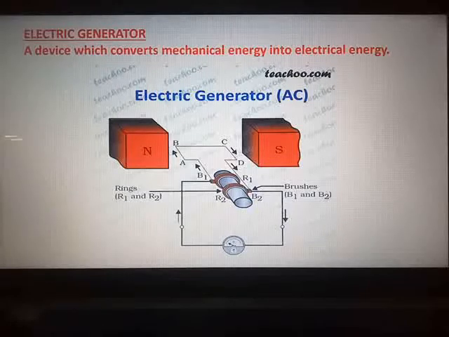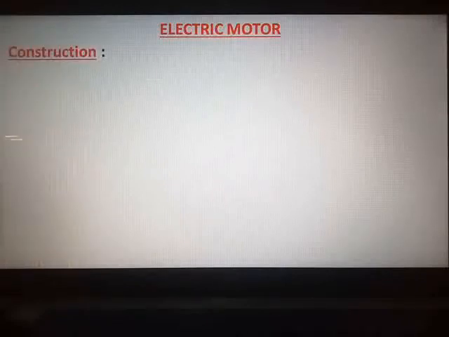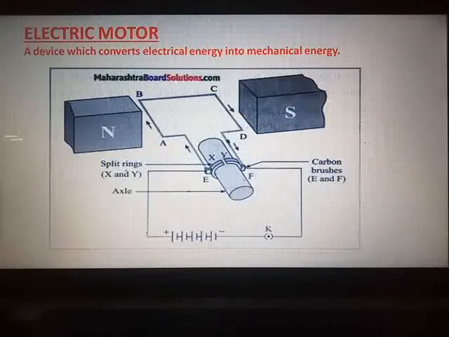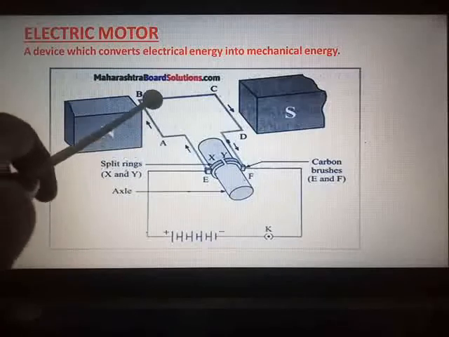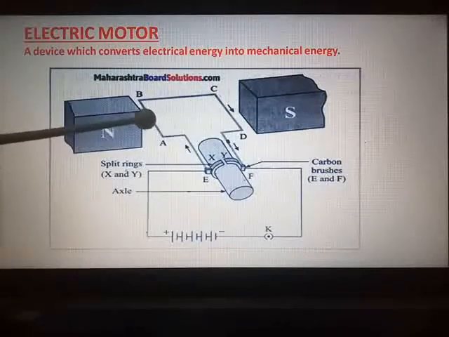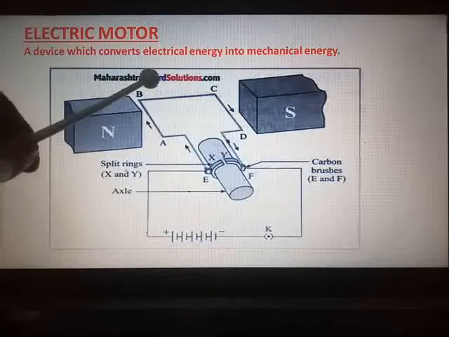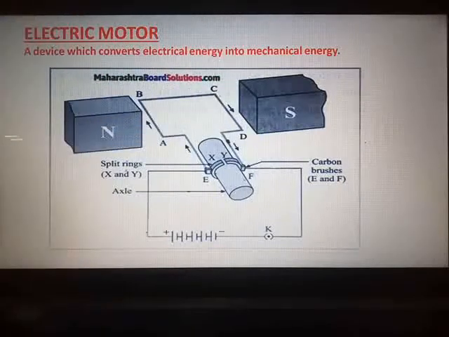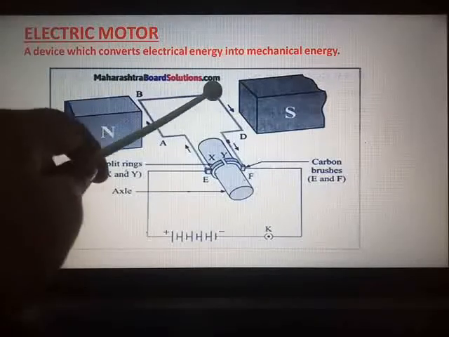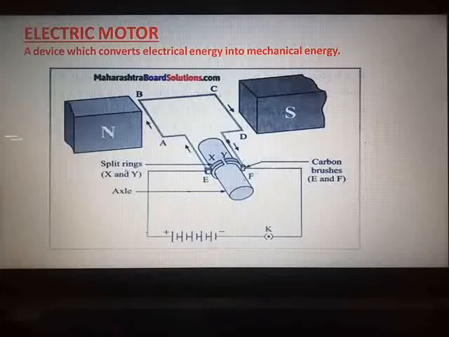Now we begin with our first topic, that is electric motor. First we will go towards its construction. For construction, we will first refer to the diagram of the electric motor on the previous slide. Here you can see in the electric motor, there is an armature coil. What does an armature coil mean? A large number of turns of insulated copper wire wound on an iron core in a rectangular shape. You can see this in the form of a rectangle. It forms an armature coil.